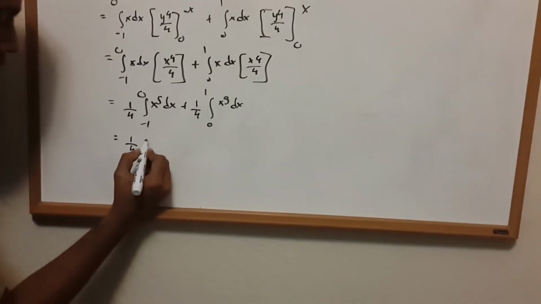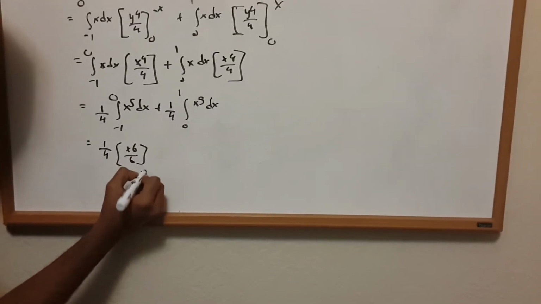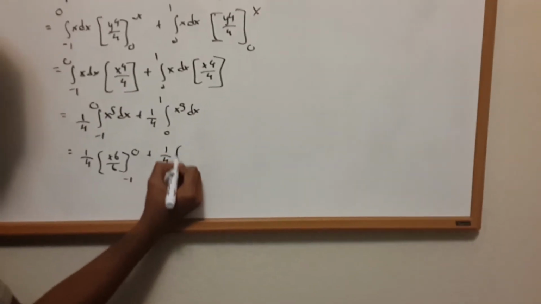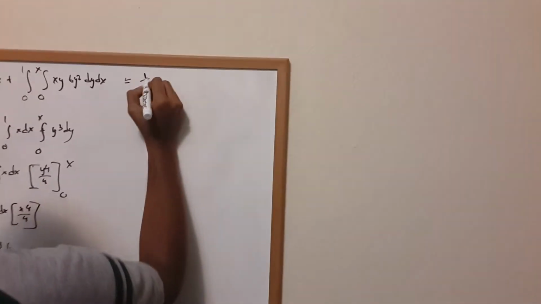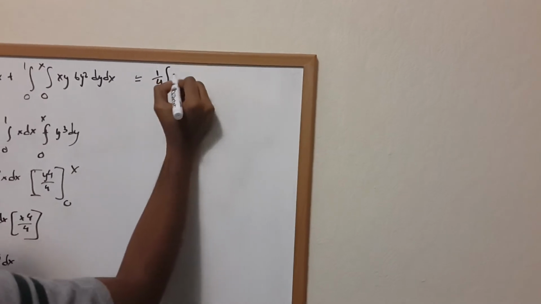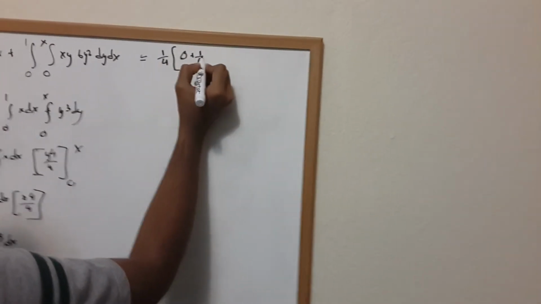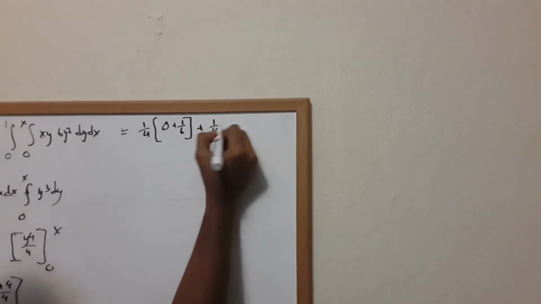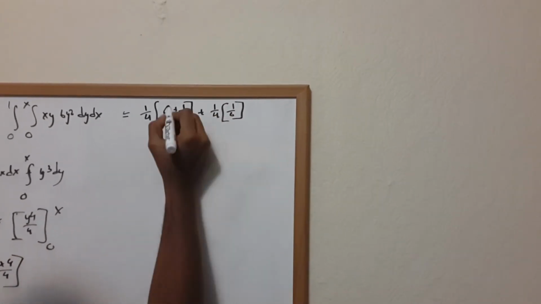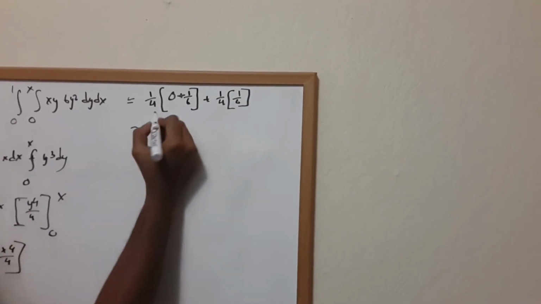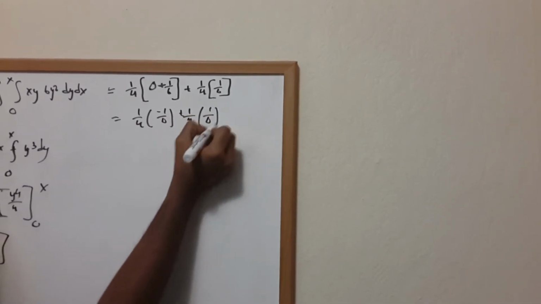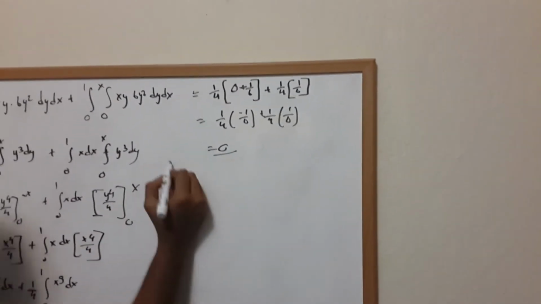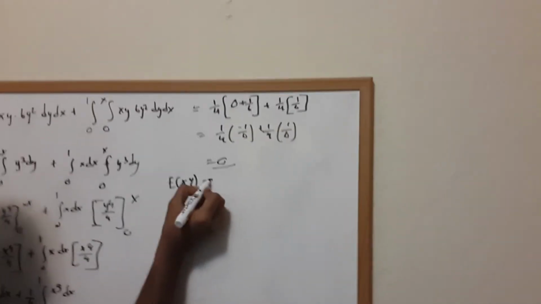So this is 1 by 4 x power 6 by 6 from minus 1 to 0, plus 1 by 4 x power 6 by 6 from 0 to 1. So this becomes 1 by 4 into 0 minus minus 1 by 6, plus 1 by 4 into 1 by 6. So this becomes 1 by 4 into minus 1 by 6 plus 1 by 4 into 1 by 6, which eventually turns into 0. Therefore, E of xy equal to 0.